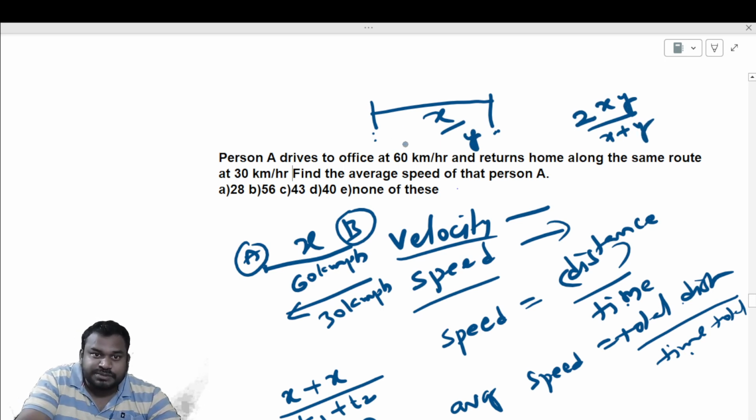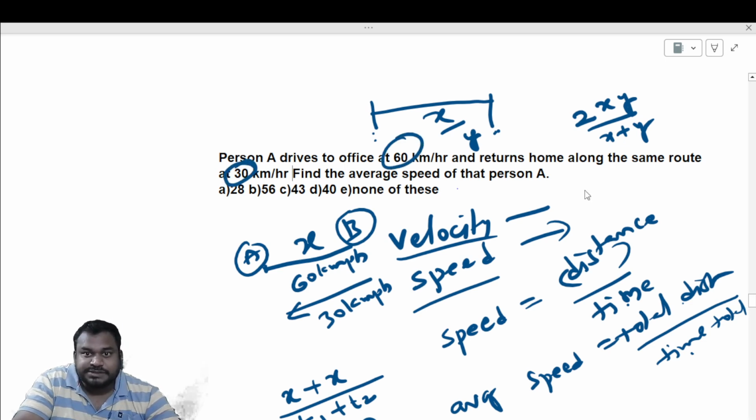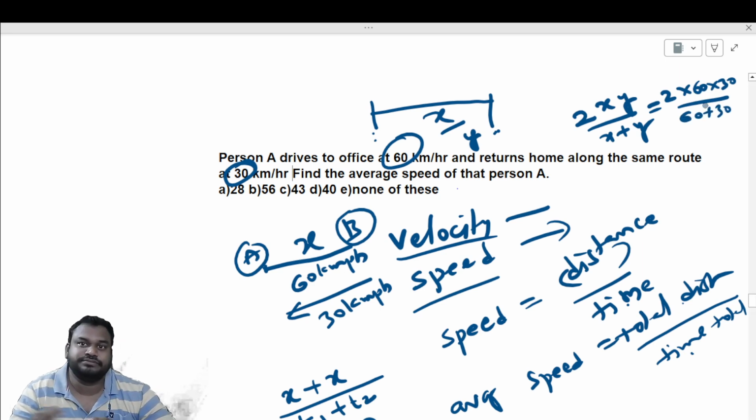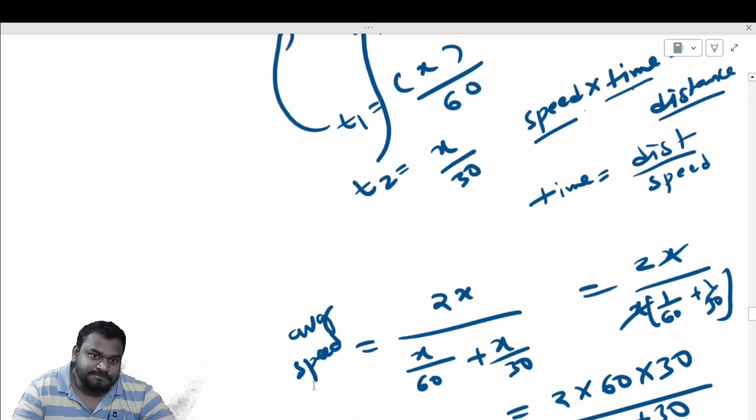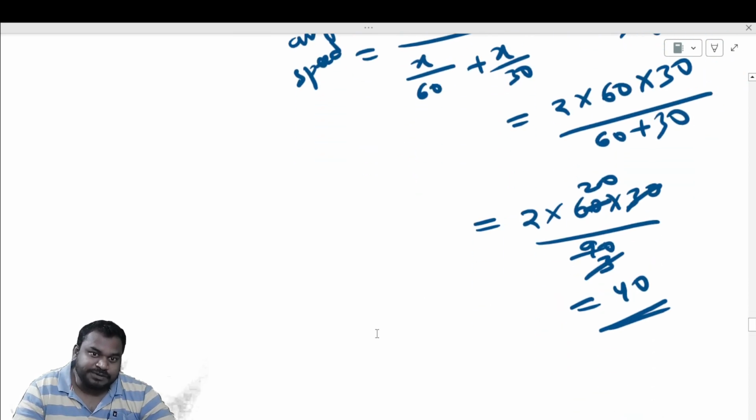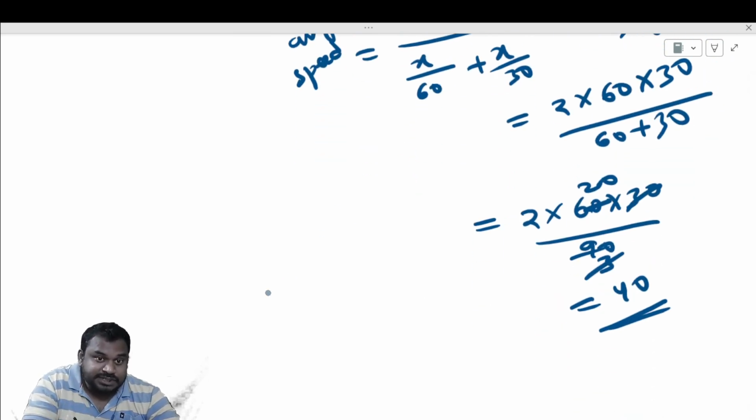Here he is going with a speed of 60 and coming back with a speed of 30. Then average speed is what? 2xy by x plus y. It means 2 into 60 into 30 divided by 60 plus 30. Okay? This is the formula.